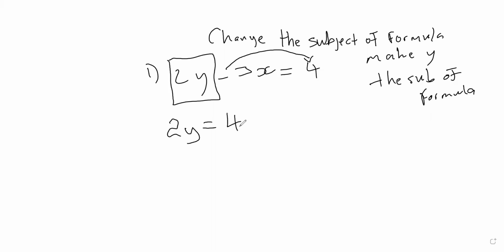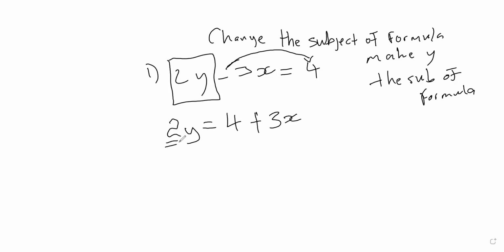And remember, when you are moving a negative number to the other side, it becomes a positive. And when you're moving a positive number to the other side, it becomes a negative. So on this one, the minus 3x becomes plus 3x. But then we need to make y the subject of the formula. How do we get rid of the 2?